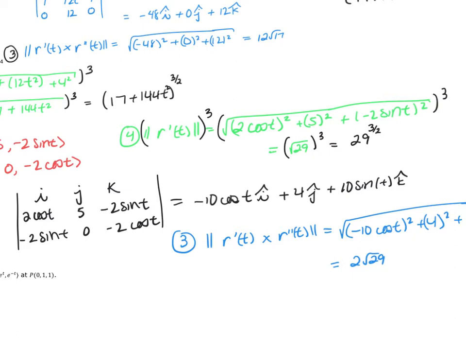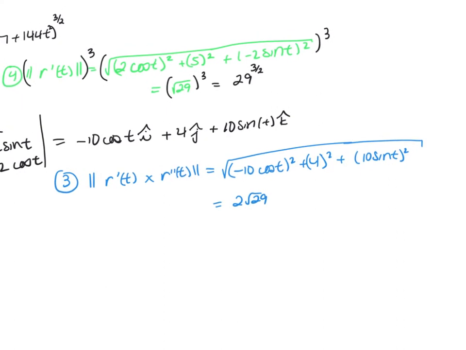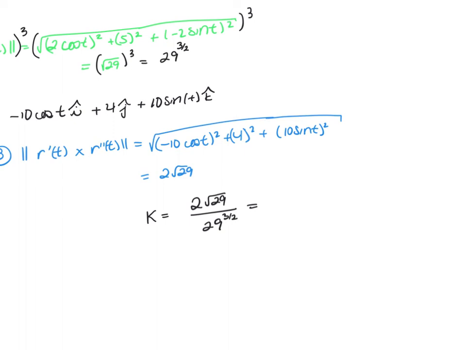Okay. So now I go back to my formula, and remember my formula is the magnitude of the cross product divided by the cube of the magnitude of r prime. So what I have then, my final answer, my k value, is going to be equal to 2 square root of 29 over 29 raised to the 3 over 2, which, based on the fact that it's 29 raised to the 1/2 in the numerator, is going to give me just 2 over 29 because I'm using the rules of exponents.